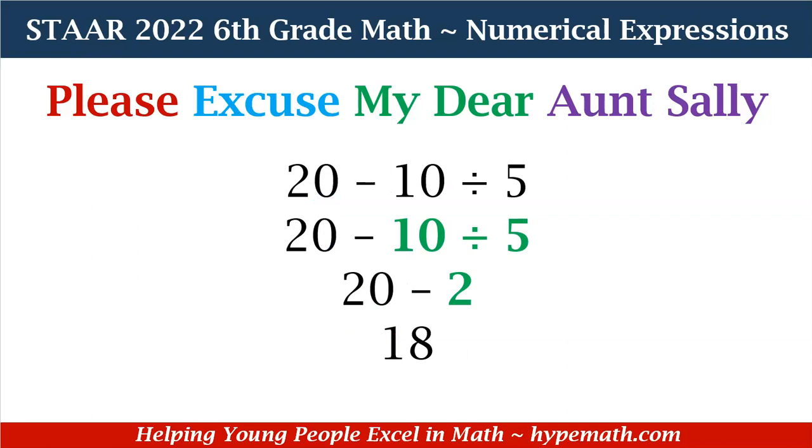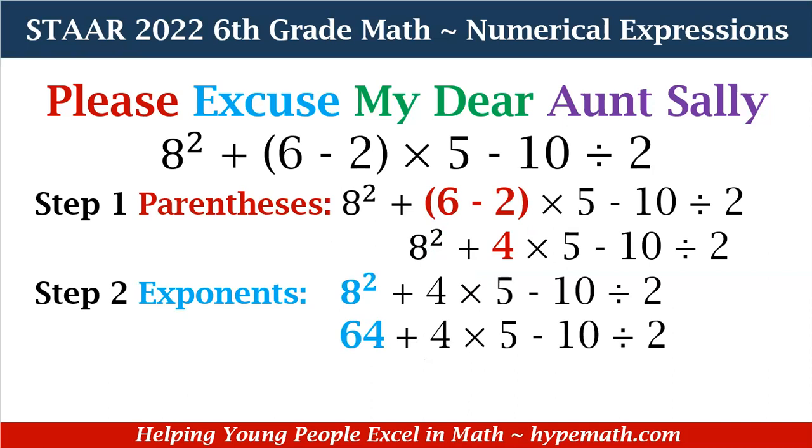Let's look at another example. We have 20 minus 10 divided by 5. We are looking, and the first thing we're going to do is our division. 10 divided by 5 is equal to 2. Now I can subtract. 20 minus 2 is equal to 18.